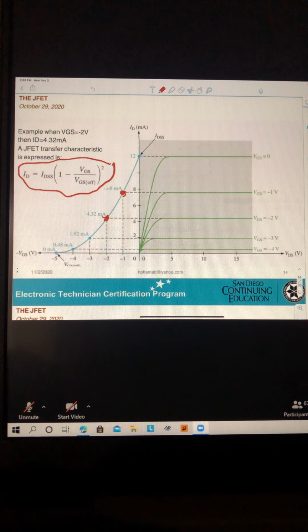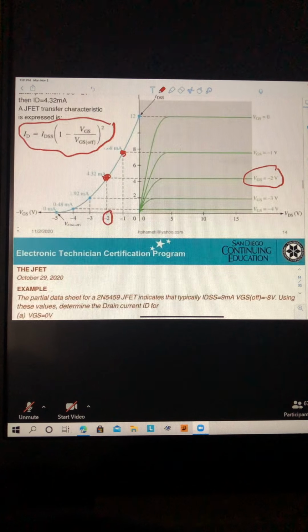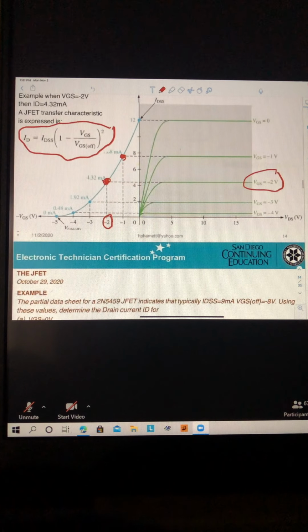Okay, and in here, for example, they give you VGS equal to minus 2 volts. Also, they can tell you that the current ID will be 4.32. And if you go down, you can get VGS equal to minus 2 volts. Okay?